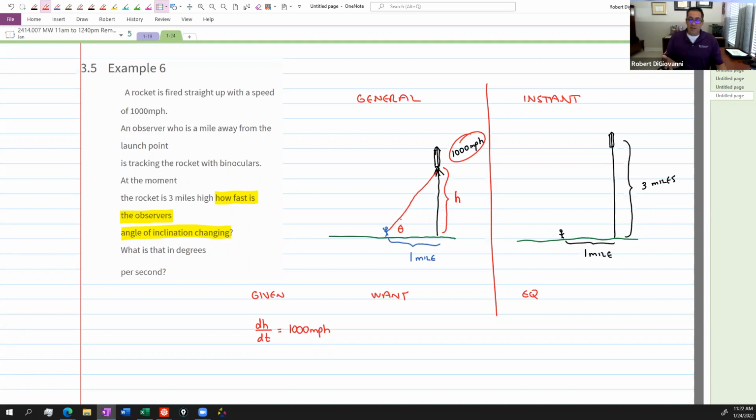I want to know how fast it's changing. So I want to know the rate of change, the derivative with respect to time of the angle, dθ/dt. I want to know what that is. And I want to know that at exactly the moment. At what moment? At the moment the rocket is 3 miles high. So 3 miles high means that I want to know what's happening with that angle at exactly that moment. What's 3?